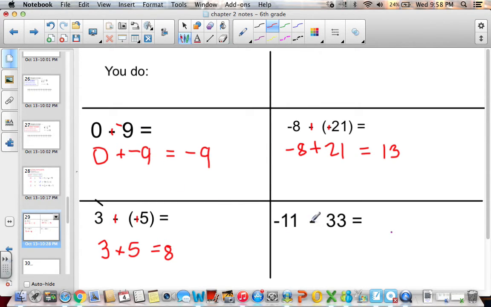Negative 11 minus 33, negative 11 plus negative 33. 33 plus 11 is 44. Negative 11 plus negative 33 is negative 44.